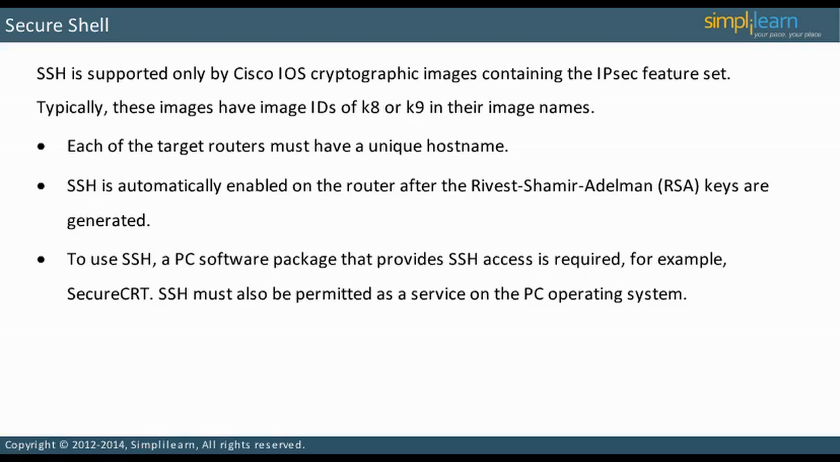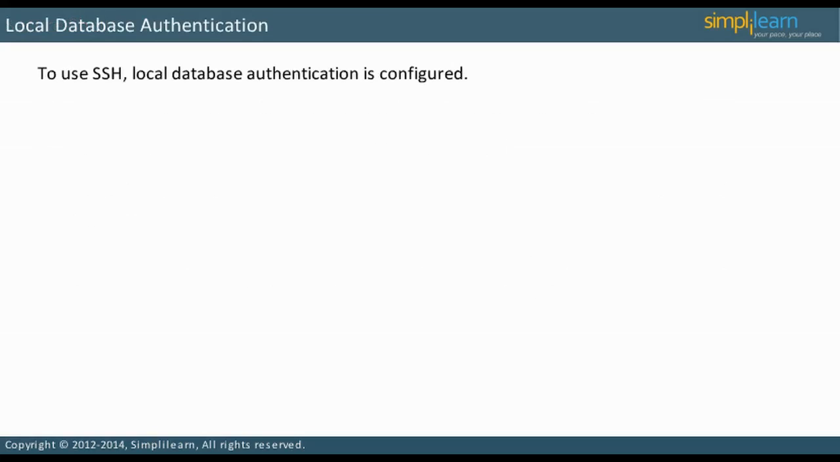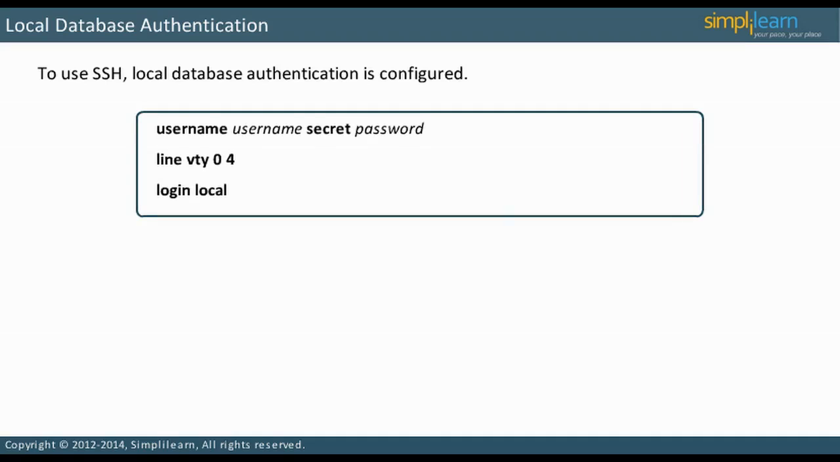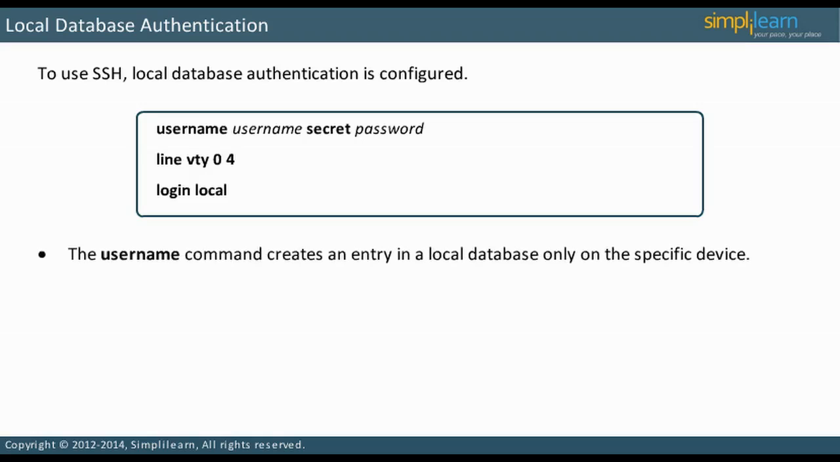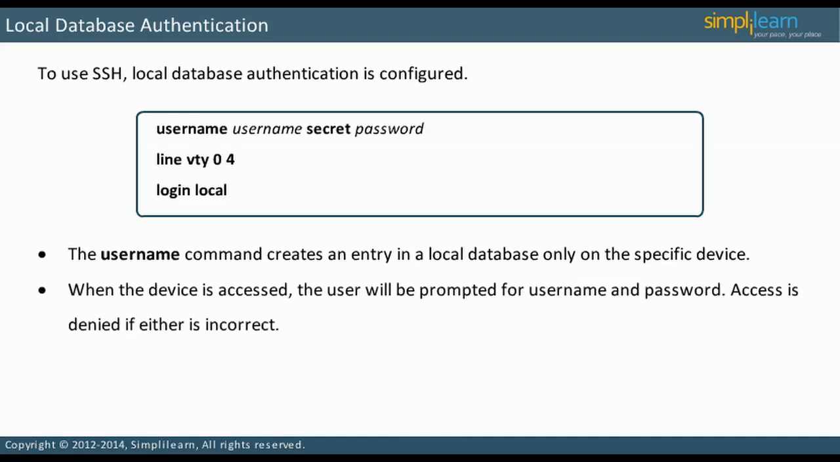In the following slide, let us discuss local database authentication. For SSH, authentication must be configured on both the source and the target. You can use either local database authentication or server authentication. Here you configure local database authentication. Take some time to review the commands. The username command creates an entry in a local database, that is, only on the specific device. When the device is accessed, the user will be prompted for username and password. Access is denied if either is incorrect. Keep in mind that passwords are case-sensitive.